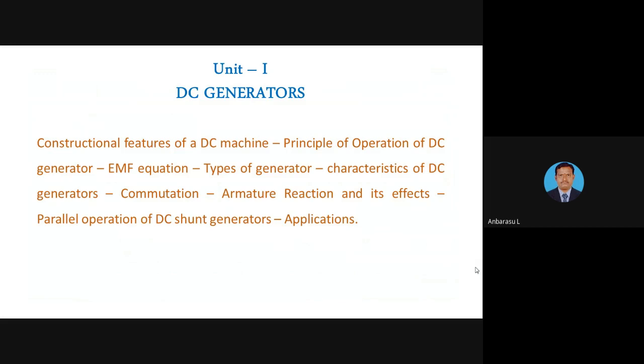Here is the Unit 1 DC Generator syllabus. Constructional features of a DC machine, principle of operation of DC generator, EMF equation, types of generator, characteristics of DC generator, commutation, armature reaction and its effects, parallel operation of DC shunt generator. Finally, we discuss the applications of DC generator.